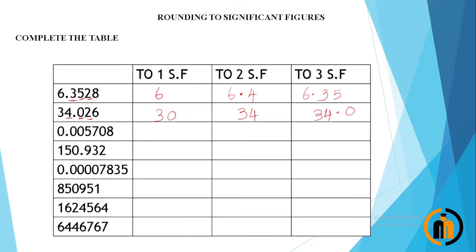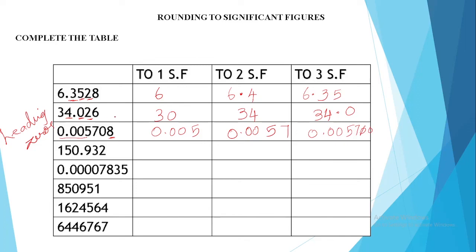Now this number, 0.005708, to one significant figure. As I told you before, the first three zeros are called leading zeros, which are not considered significant. So the first non-zero digit is 5. The first significant figure comes like this: 0.005. Now for two significant figures, it comes up to 0.0057. And when they say three, you should check the fourth digit. So it is 0.00571. Yes, it is 1 and 0. This is how it comes.